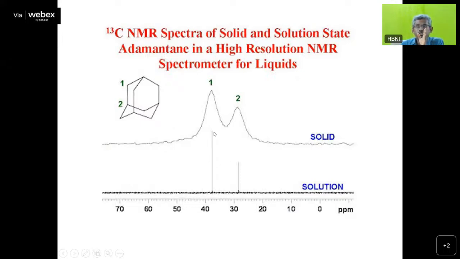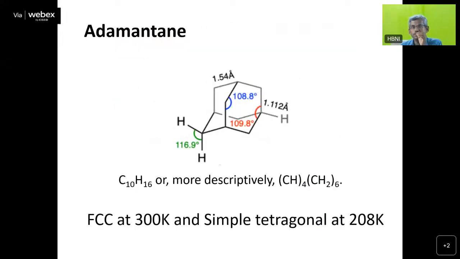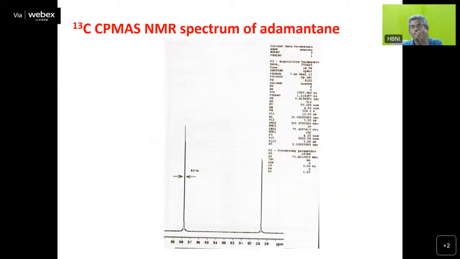So very well one can see the two types of carbon-13 present in the molecule adamantane, one here, one here. Let us move further. Adamantane has a property: it undergoes a phase transition from cubic to tetragonal at low temperature. Adamantane is used as a standard for setting the CP MAS condition.